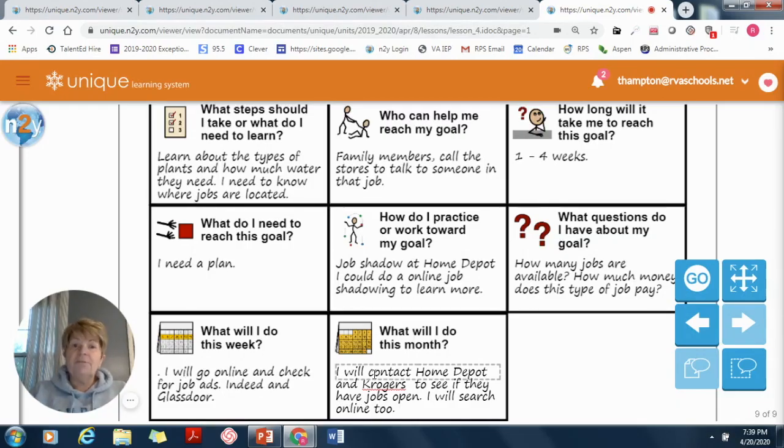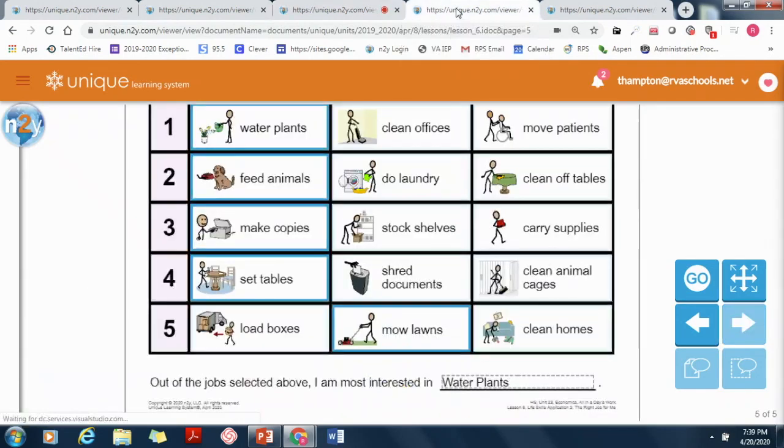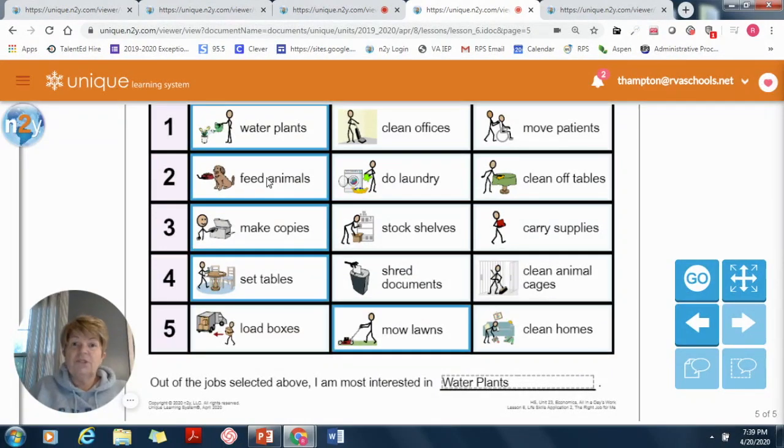Okay, so I have a plan. So now you need to make your plan. So sit down with a family member and go through everything. Look at your job preference. What would you like to do or not like to do? What location or setting do you want to work in? And then what type of jobs do interest you?